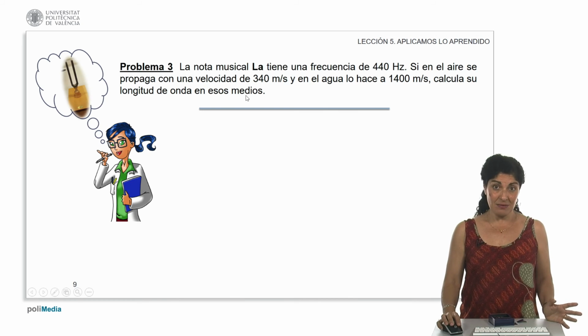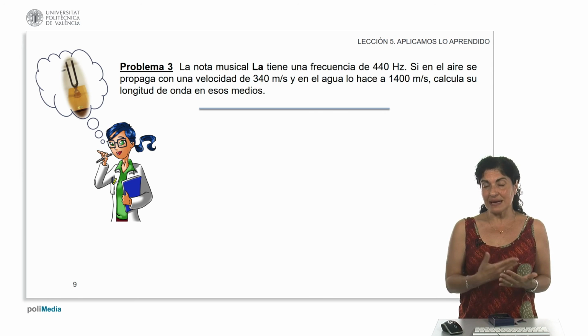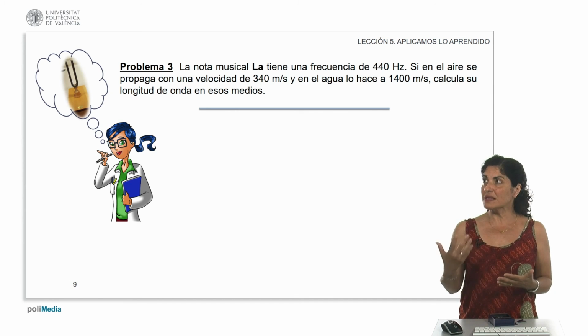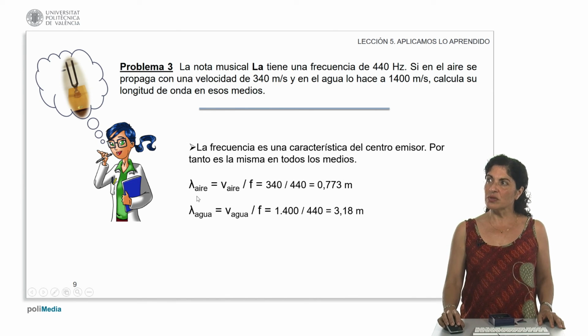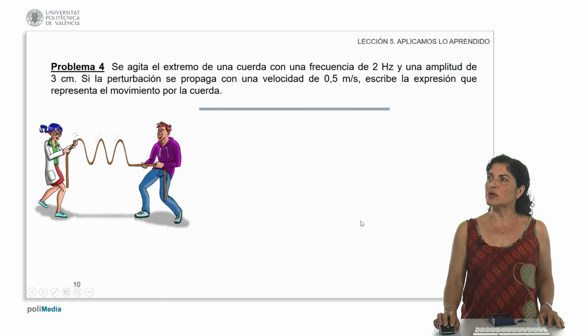I have to take into account that the wavelength will vary because the frequency is the characteristic of the emitting focus. The frequency is constant, 440 Hz, and since the speed changes, the wavelength in the air will be given by the speed in the air divided by its frequency, which in this case will be 340 meters per second divided by 440 Hz. This gives a wavelength of 0.773 meters, and in the case of water, the same calculation gives a wavelength of 3.18 meters. Let's analyze one last exercise.